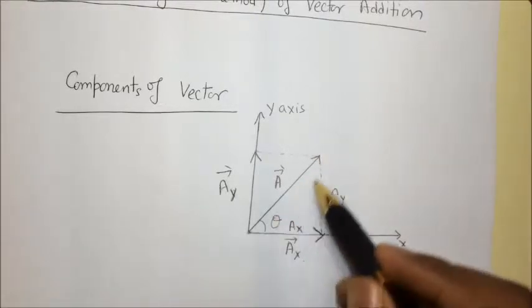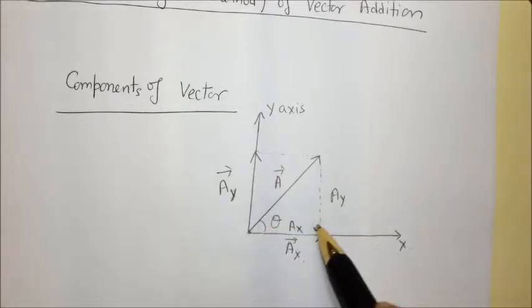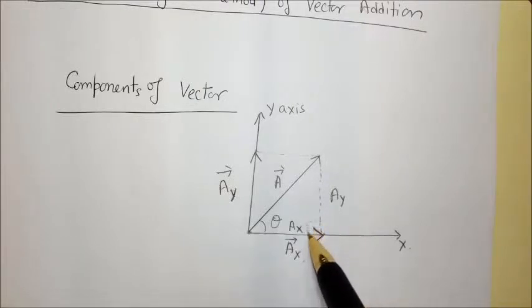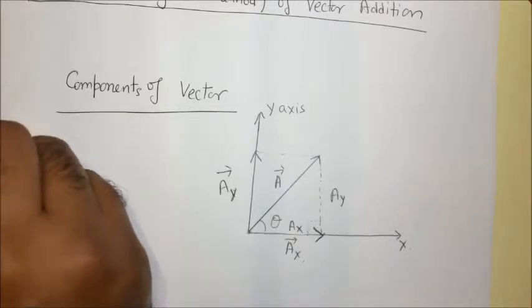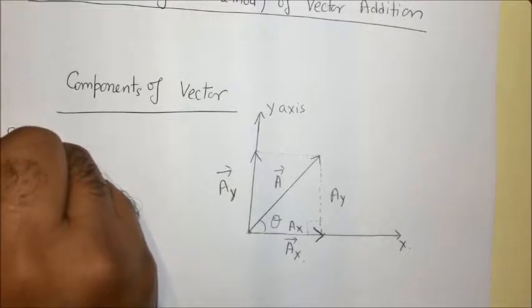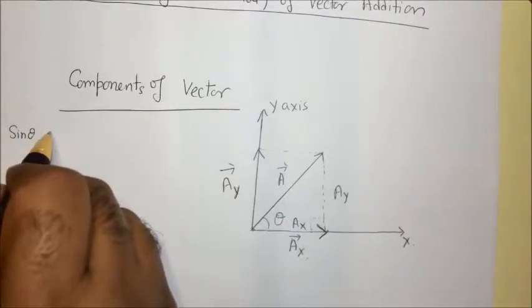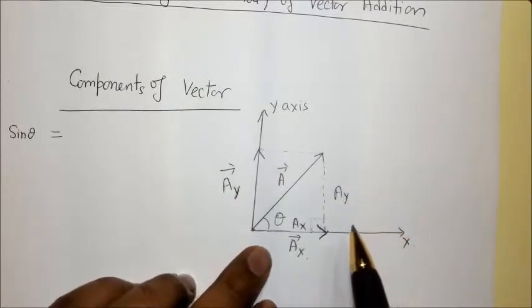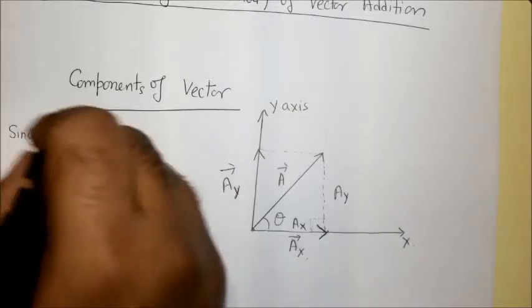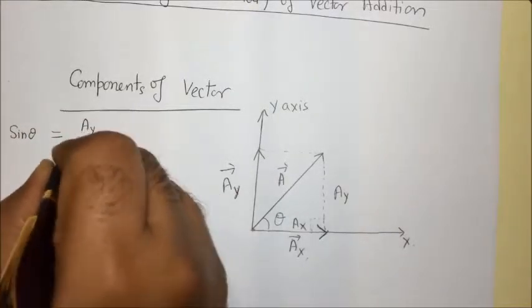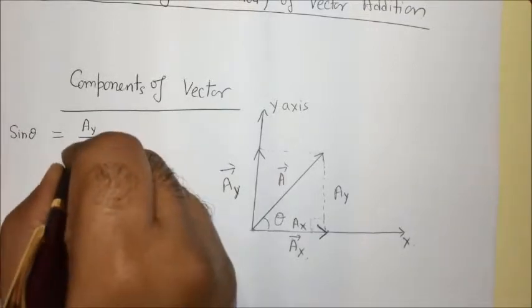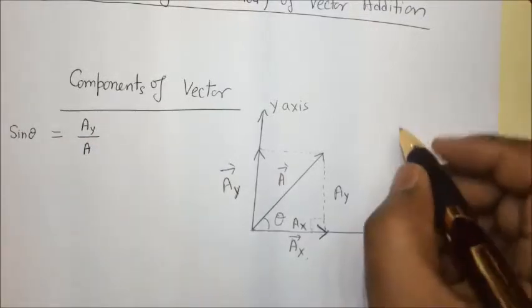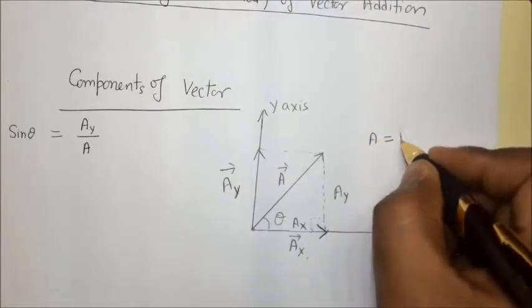This is a right angle triangle. Can you see that this angle in this triangle is 90 degrees? So this is a right angle triangle. And you know, in a right angle triangle, sine theta is what? Sine theta is going to be Ay over the magnitude of A.